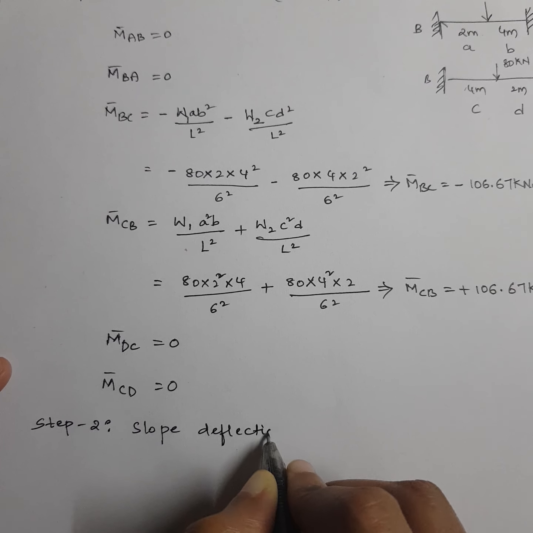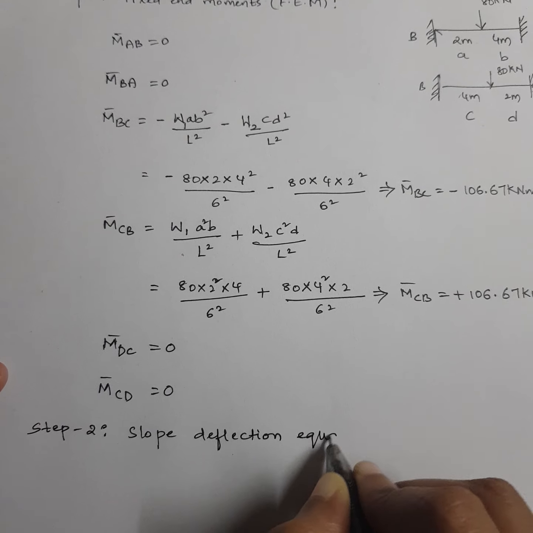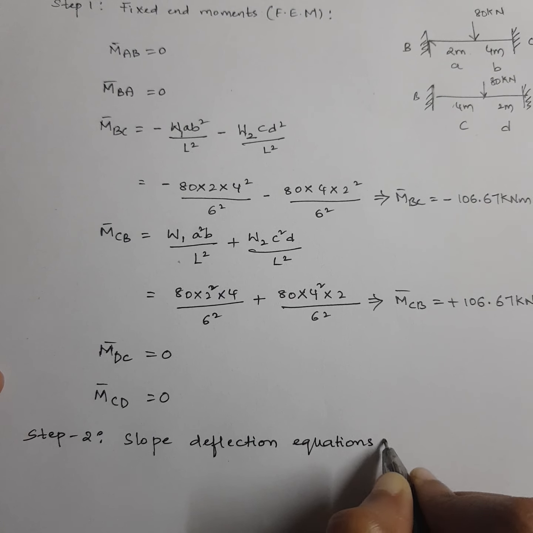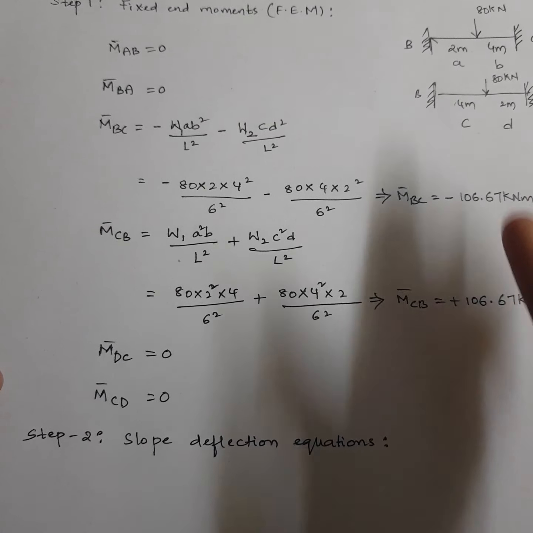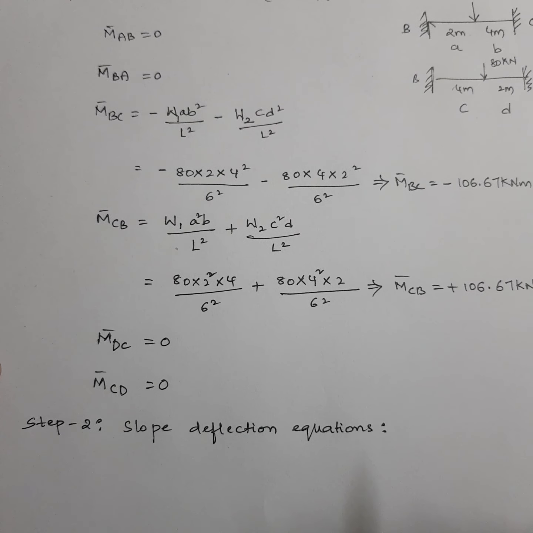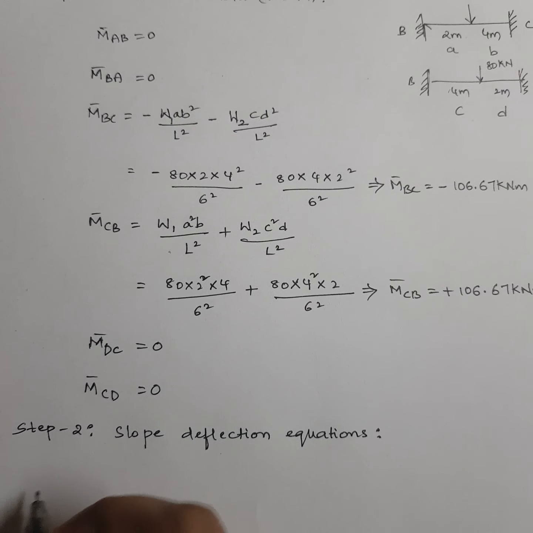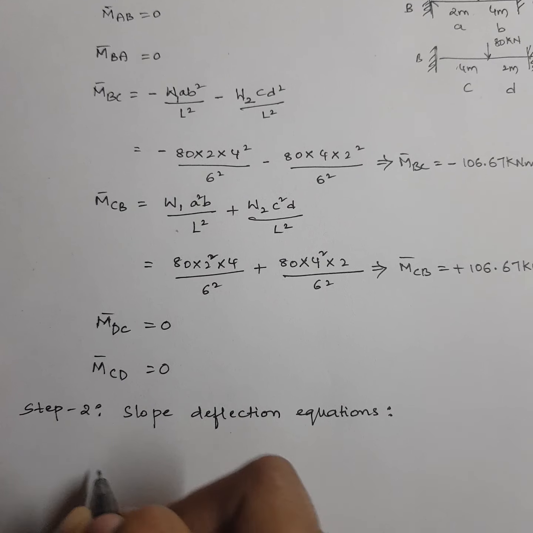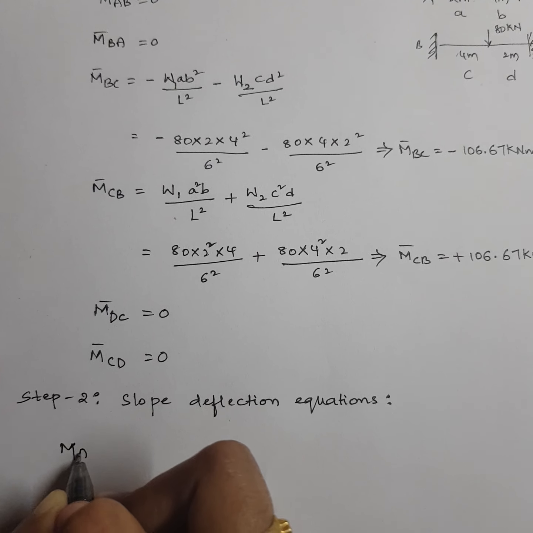So let's write the slope deflection equations. Before writing them, our frame is a non-portal frame, so our delta will be 0 here. I'll start off with MAB. What is the formula for MAB?